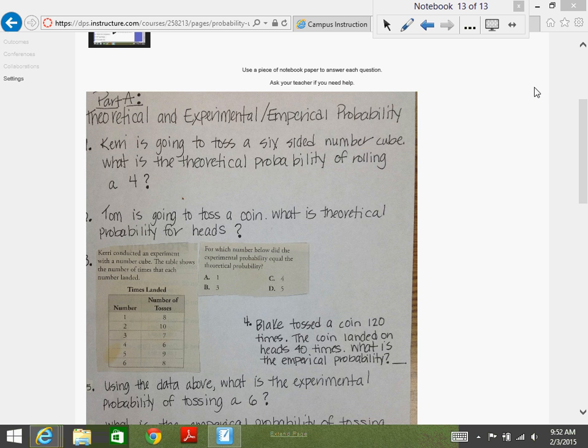Okay, take out your study guide from last night, or your study guide for probability, and we're going to go over your study guide, okay? This is your chance to ask any questions that you may have about probability. Okay, here we go. We're going to start with number 1.